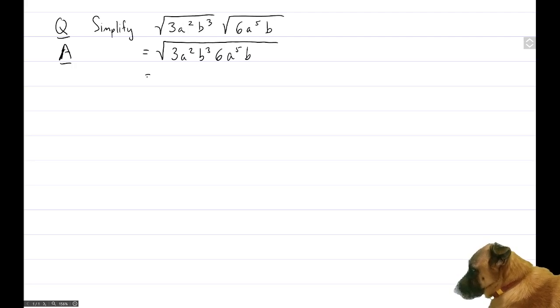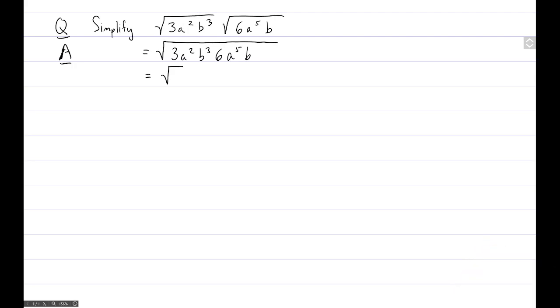Now I said "times" and I didn't write any multiplication signs, but since this is all multiplication, I'll multiply the numbers by each other, the a stuff by each other, and the b stuff by each other. And then we can simplify further with the numbers. Inside the radical, 18 times a to the 7th times b to the 4th.